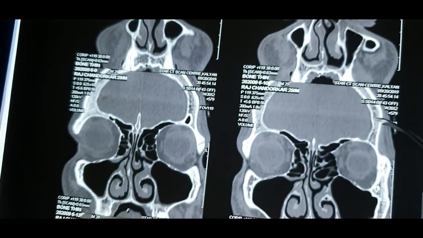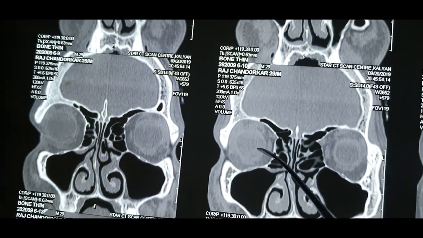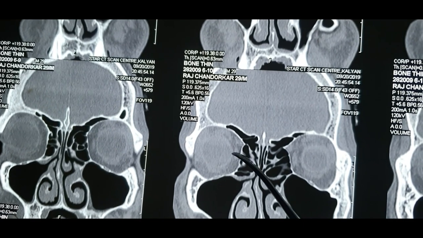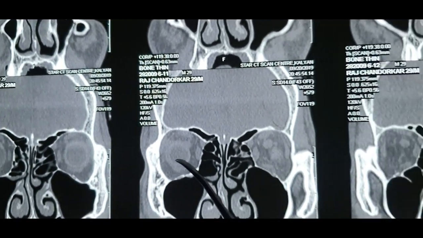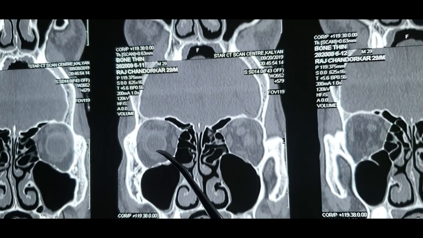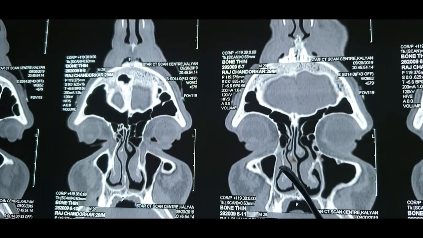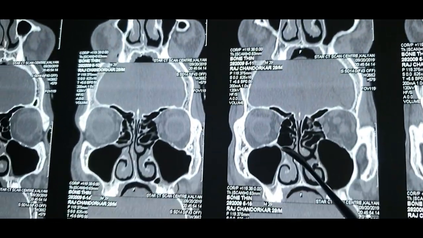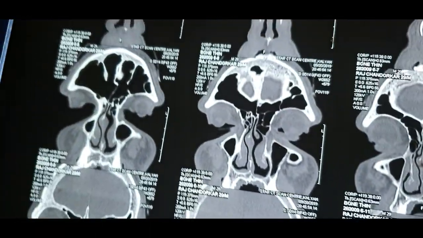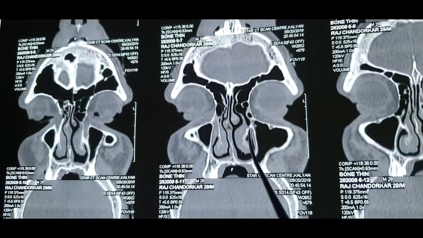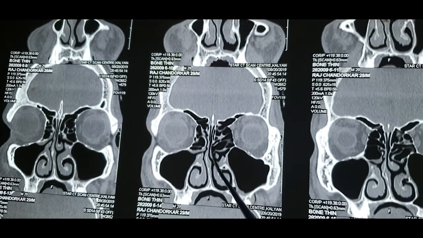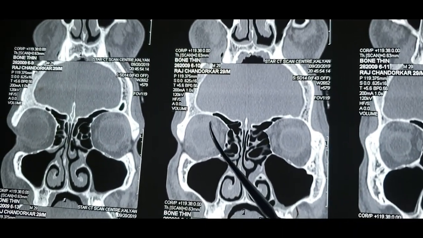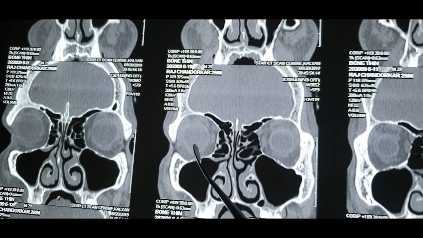As we go posteriorly, we see the orbital muscles coming into the picture. To have a more prominent picture, we have to go more posteriorly, as the muscle attachment is towards the posterior aspect and not the anterior aspect. Anteriorly you do not see any muscles attaching, just a very faint shadow of the muscles, but the prominence appears only posteriorly.